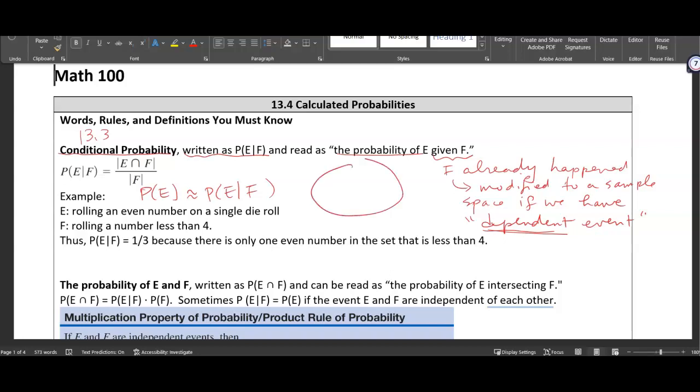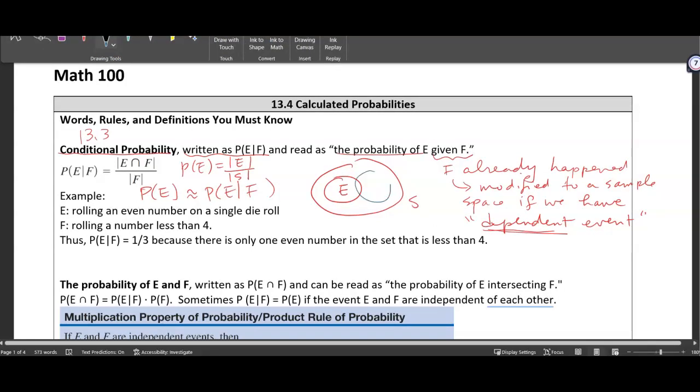In a picture, if we have a sample space, the probability of the event is always the probability of that event E. E is a subset of this whole sample space S. So the probability of event E is the cardinal number of E over the cardinal number of the sample space. If it's an independent event, whether F happens or not does not affect the sample space, so they're equal. But sometimes it does affect it.